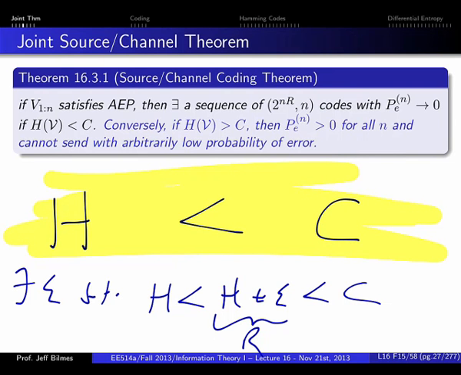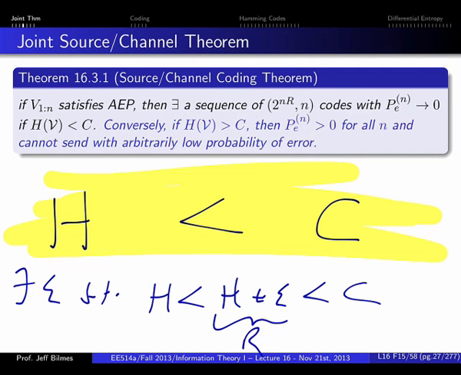But what if H is... shouldn't you take the floor of C to get the actual number of bits that you can communicate? The floor of C? You mean to get an integer? No, remember, we can talk about fractional rates because we're talking about big block lengths. These are average number of bits per channel use in the case of channel communication, or average number of bits per source symbol in the case of compression.